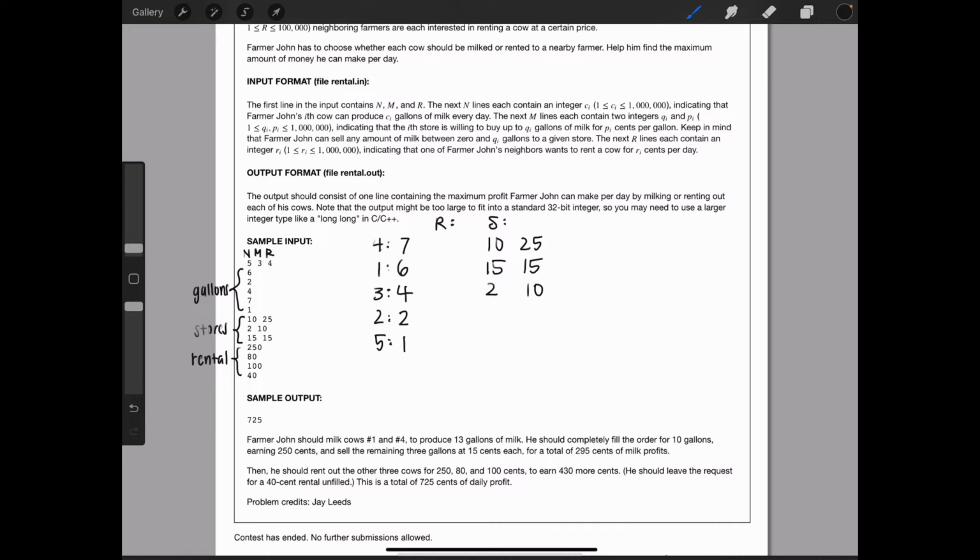Now, the rental order is going to be backwards. We do not want to sell the milk of the cows that can possibly be rented, so what we're going to do is order them from greatest to least going up: 250 for the cow that produces the least milk, 100, 80, and 40. Since these overlap, we're going to need to compare those values. However, for the values that do not overlap, we can just use the one that'll yield the higher price.